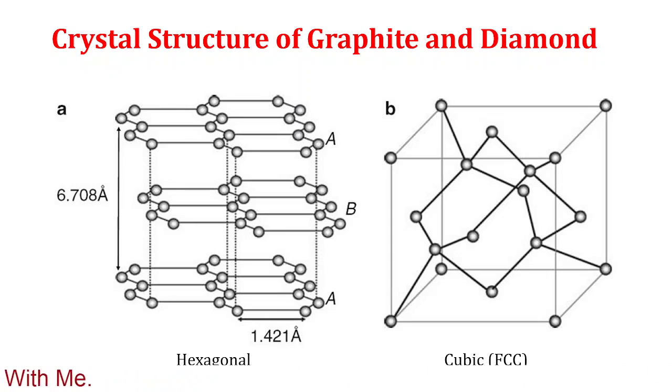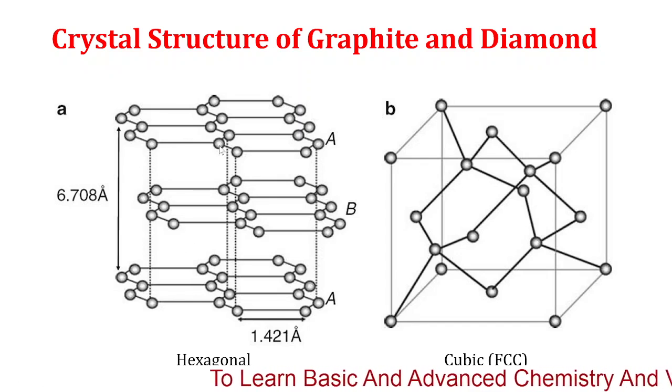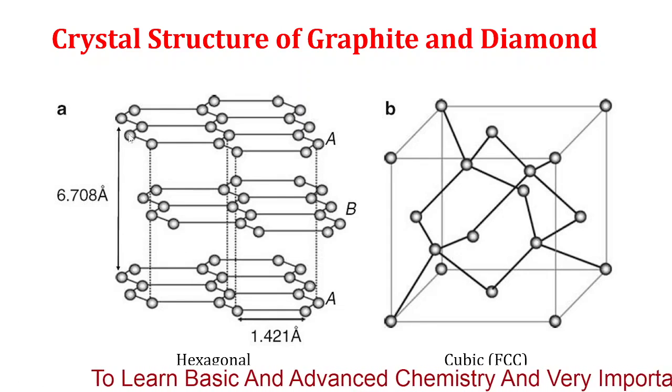However, if we consider the structure for graphite, that is hexagonal and layered. Hexagonal, why have you considered? This is like benzene. You can see this is one carbon, this is another carbon, this is another carbon, this is one.